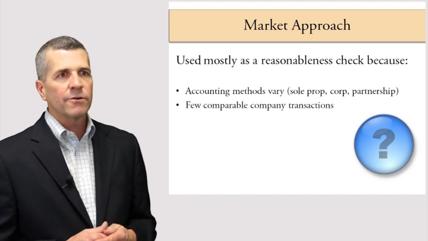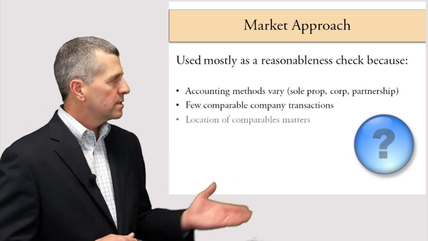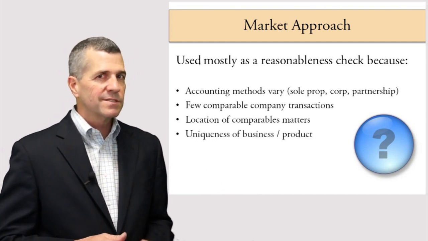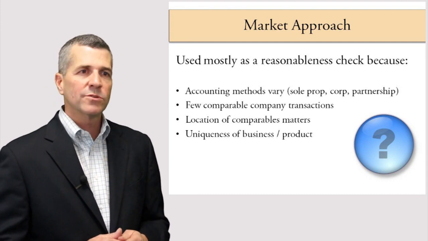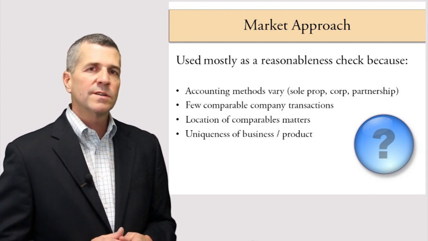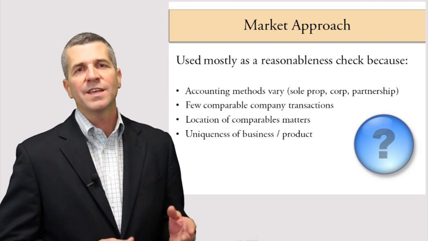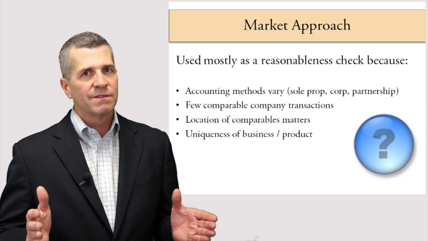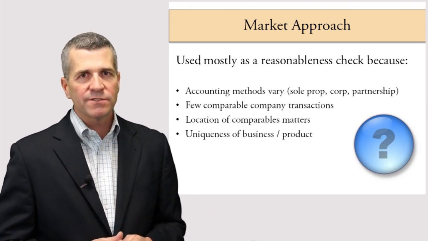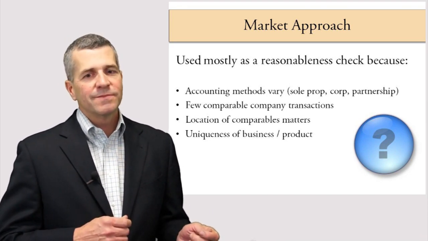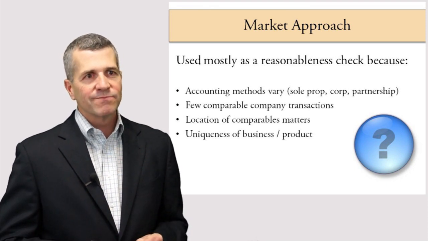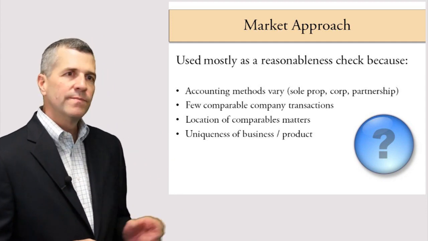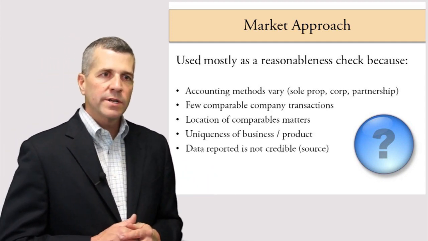Some other reasons are there are few comparable company transactions, the location of the comparables matters, and the uniqueness of the business or product is also difficult sometimes to find comparable transactions. In fact, we just did a business valuation for a company and we found 28 comparable transactions, sounds like a lot, over a 10-year period in 27 different states. And so when you drill down on it, it's just not really all that comparable. It's not very reliable information. So the data reported is not that credible.